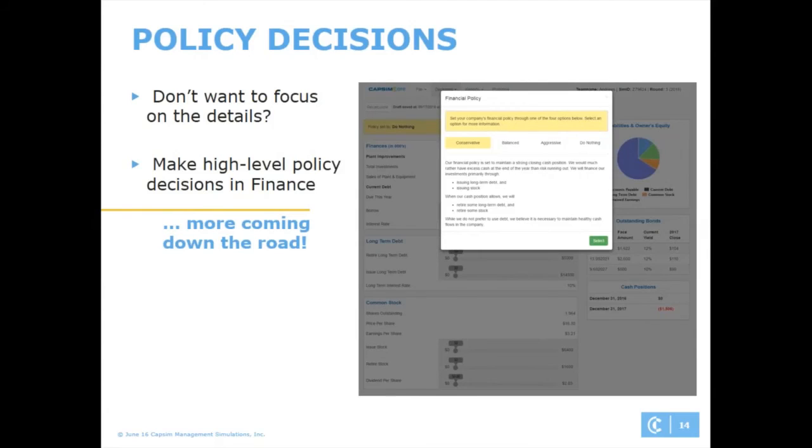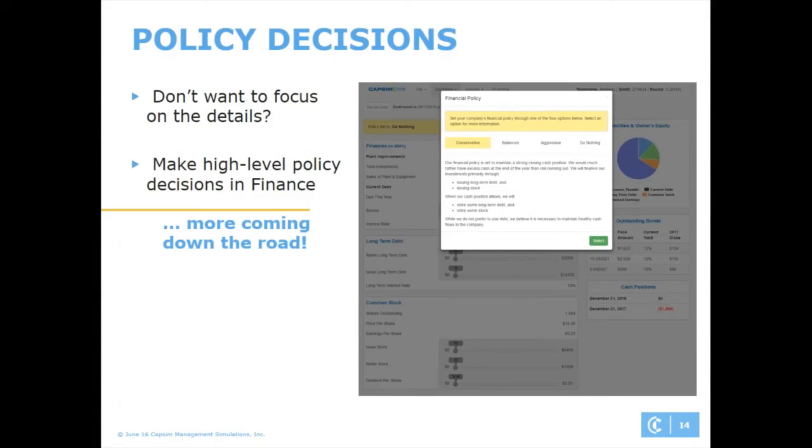The final feature that I want to discuss today is a brand new one to Capsim. It's called policy decisions. And the idea behind policy decisions is they provide you with a way to decrease the focus on a specific area, say finance, and really reduce the complexity there without removing the entirety of the learning behind that area.